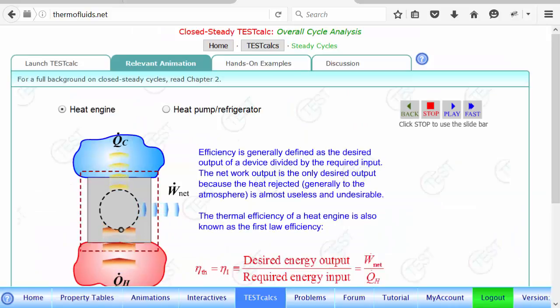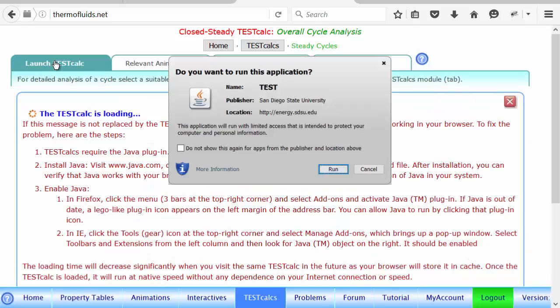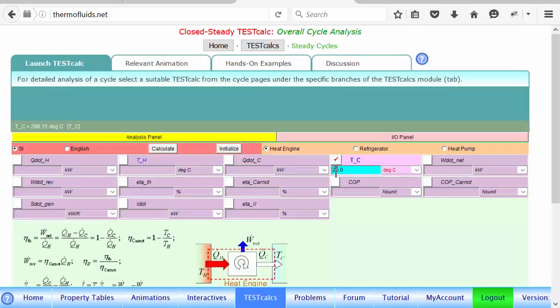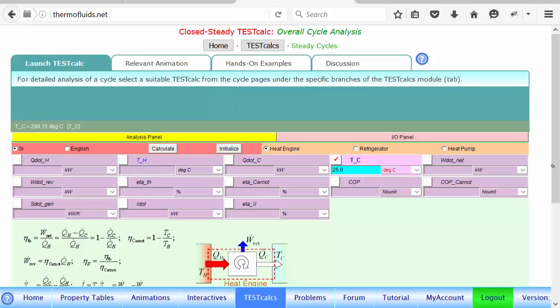We click there, and then we try to launch the test calc. Well, we click the run button. In your computer, in Firefox, sometimes you may find that Java is disabled. In that case, you have to select allow and remember to run the Java applet.